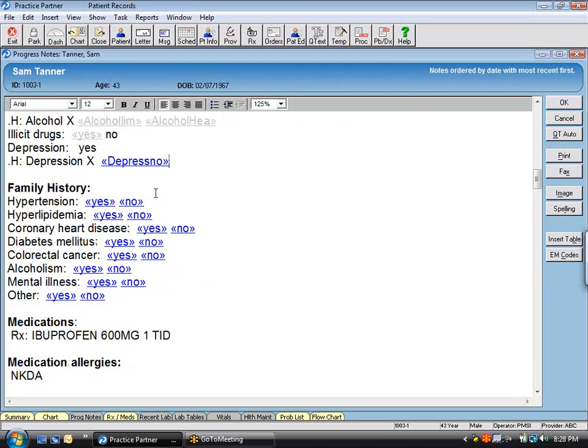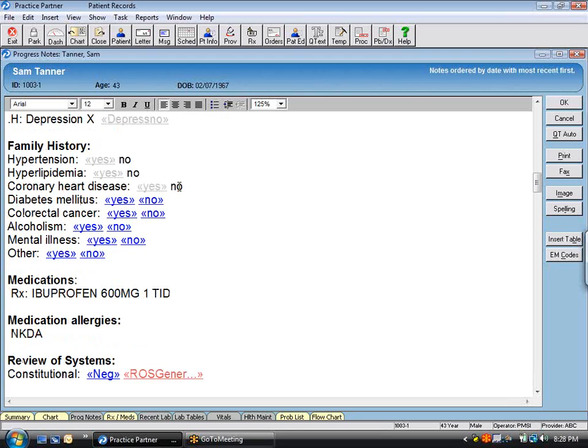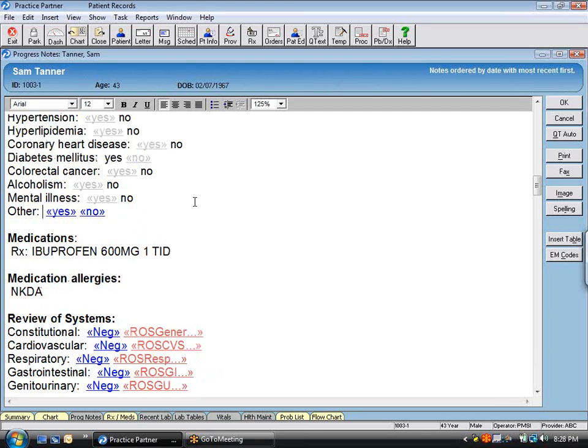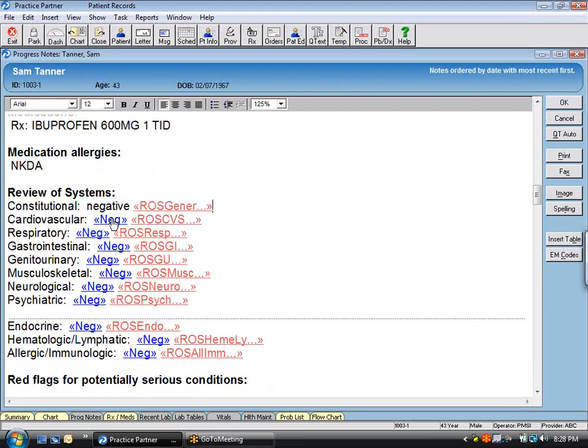Sam does not have a family history of hypertension, high cholesterol, or coronary artery disease, but just like him, he does have a family history of diabetes, but no presence of colorectal cancer, alcoholism, or mental health issue. Review of systems is fully negative.